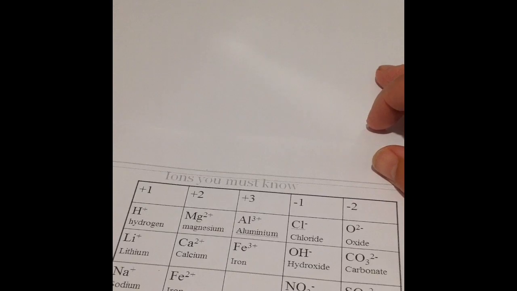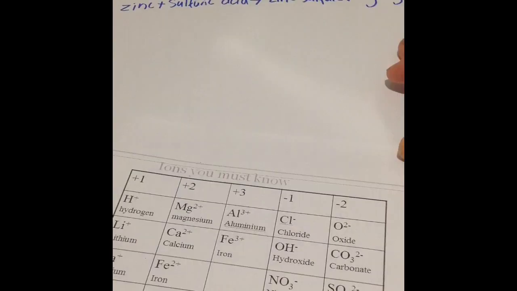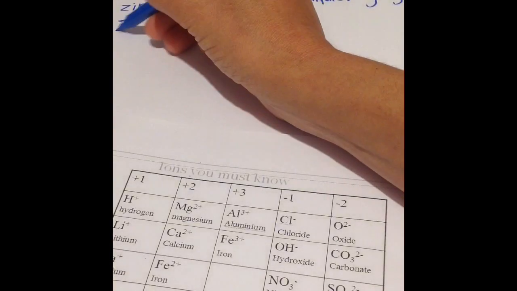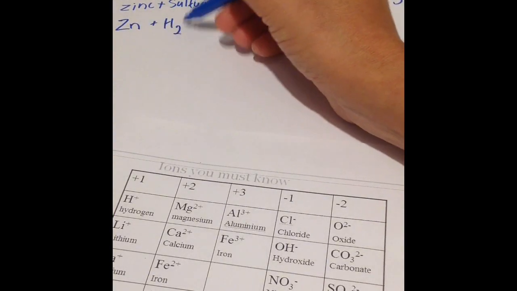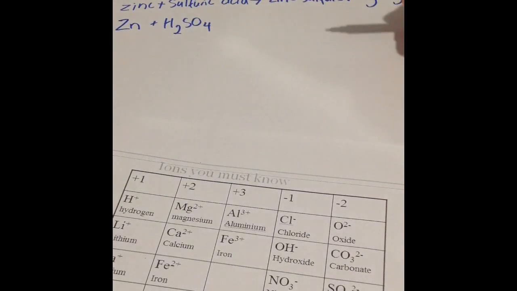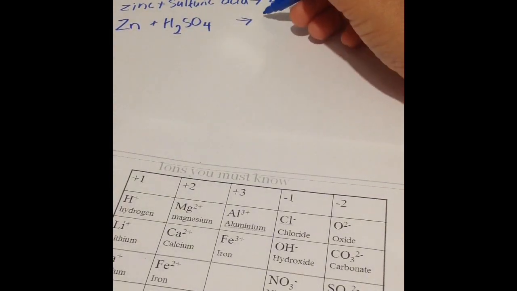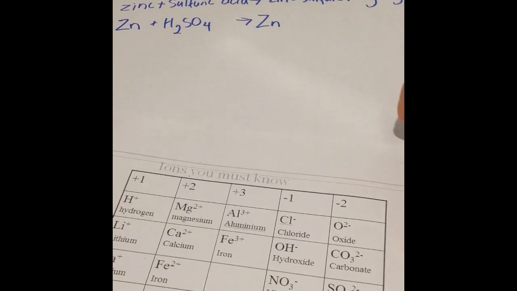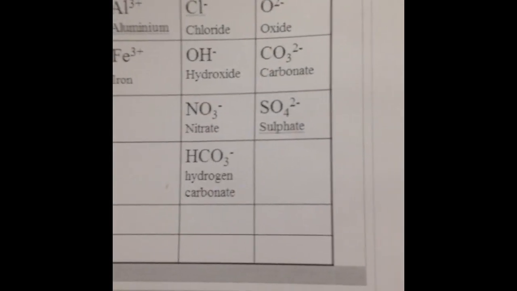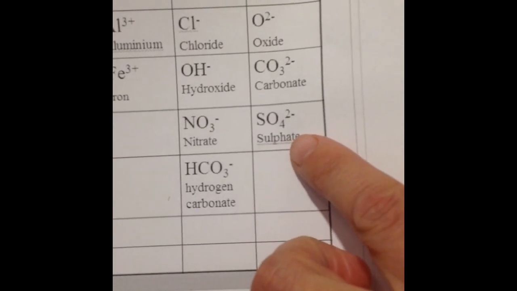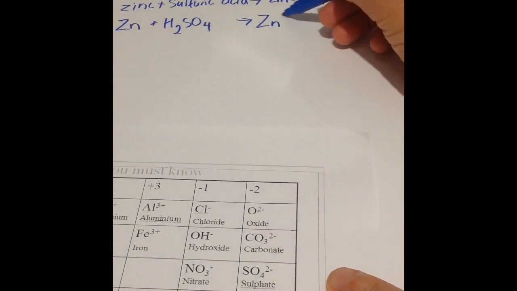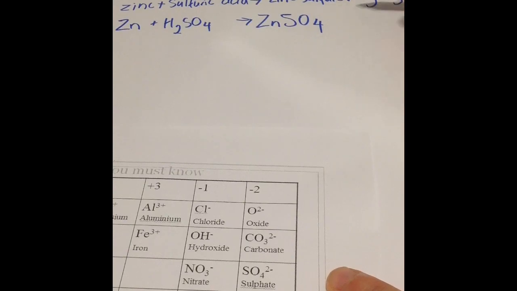Let's look at zinc reacting with an acid to form the salt and hydrogen. We have to know that zinc is Zn, sulfuric acid is H2SO4, and that's just something you're going to have to memorize, and it becomes zinc sulfate. So this is where you look for your table of ions. Sulfate is right there, SO4. Zinc SO4 plus hydrogen gas is always H2.